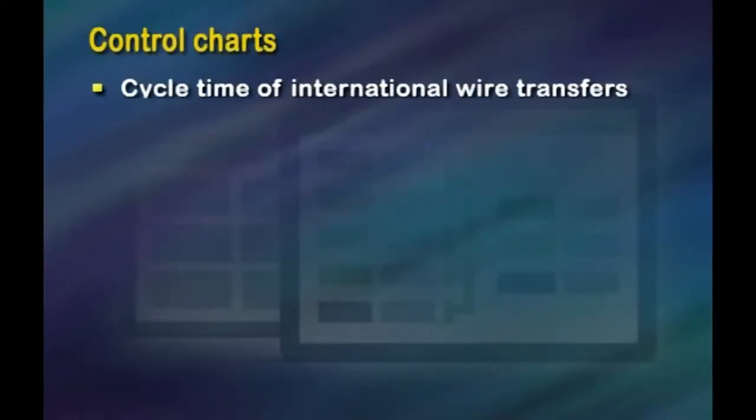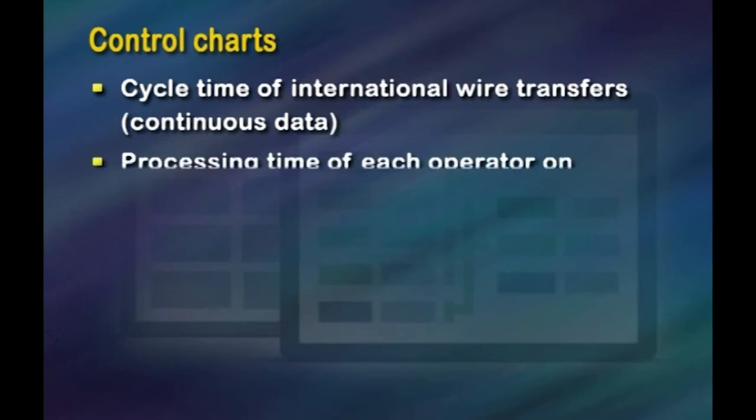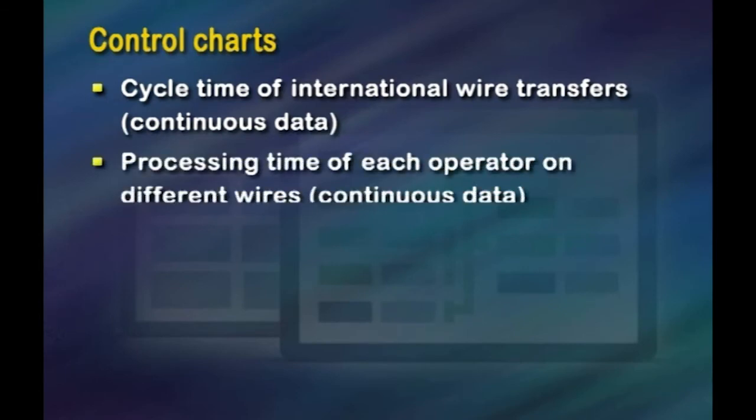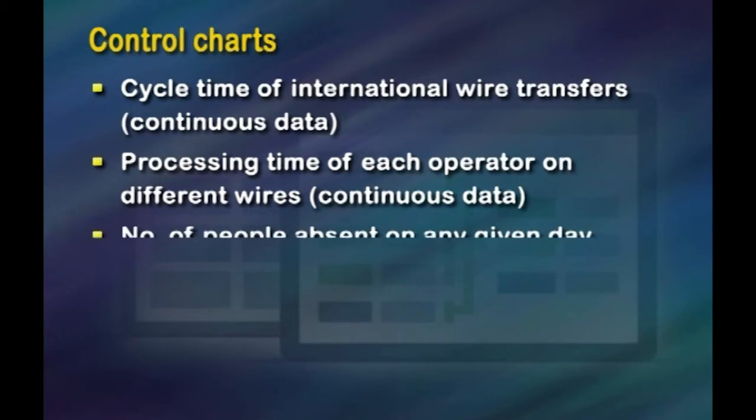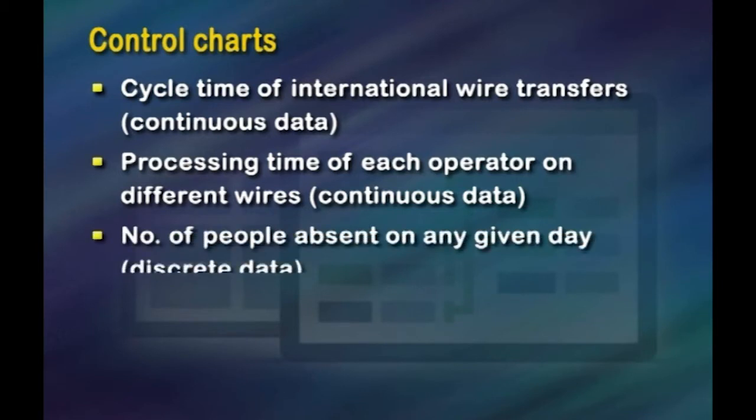Control charts recommended as a part of the control phase were: cycle time of international wire transfers, that is continuous data; processing time of each operator on different wires, that is continuous data; and number of people absent on any given day, that is discrete data. Now we will see the first chart, cycle time of international wire transfers, continuous data.